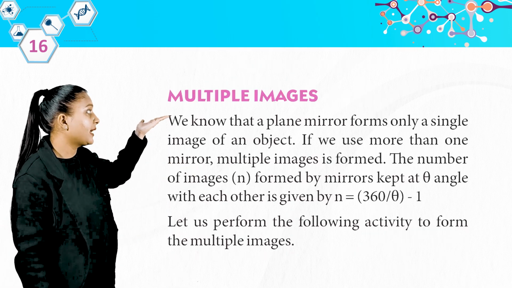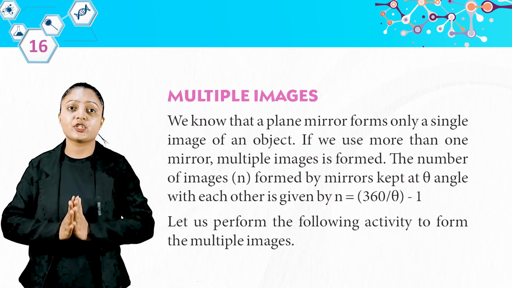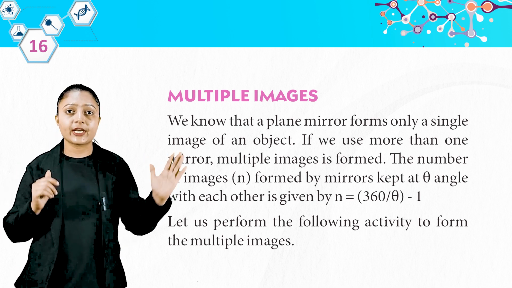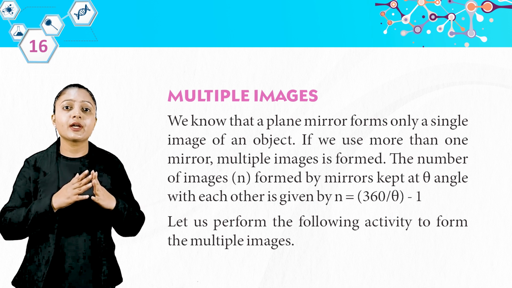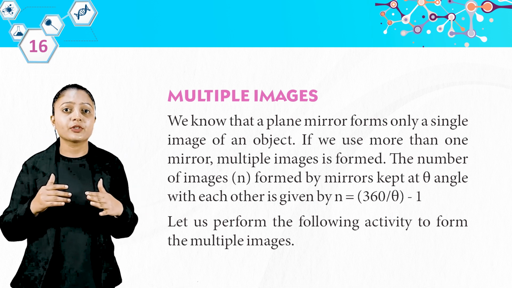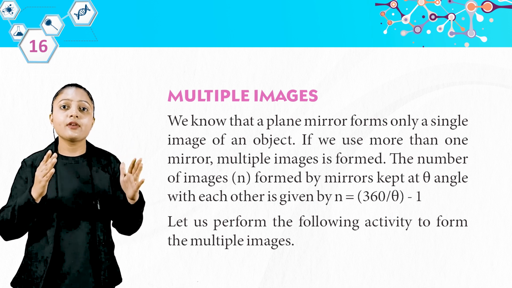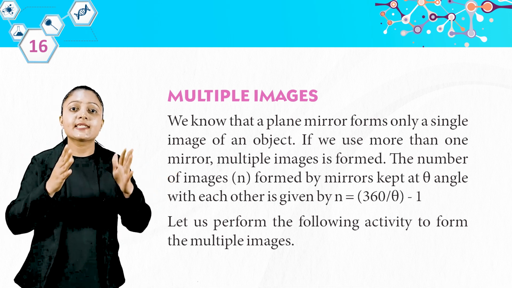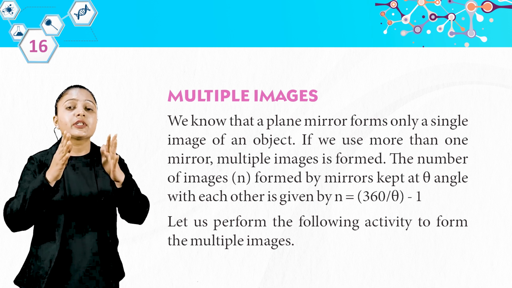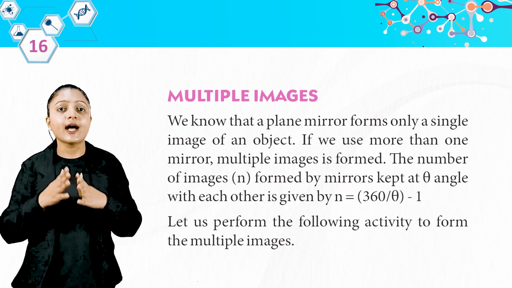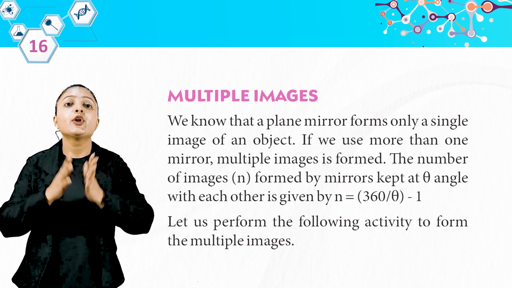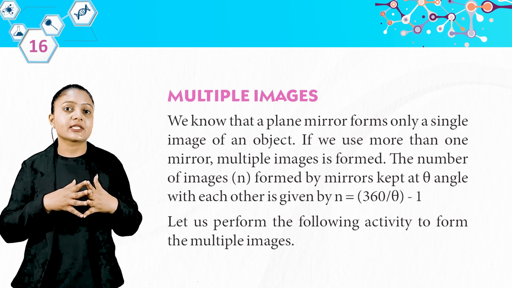Now let's talk about multiple images. We know that a plane mirror forms only a single image of an object. If we use more than one mirror, multiple images are formed. The number of images n formed by mirrors kept at angle θ with each other is given by n = 360°/θ − 1. Let us perform the following activity to form the multiple images.